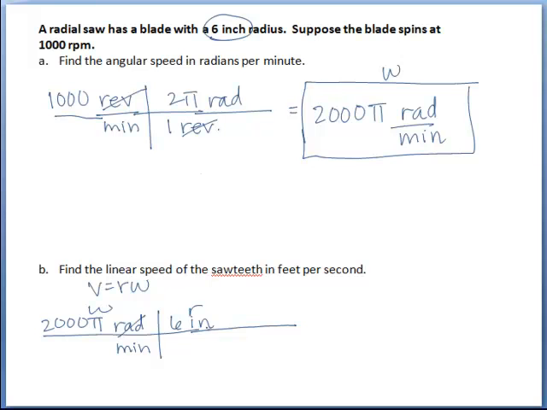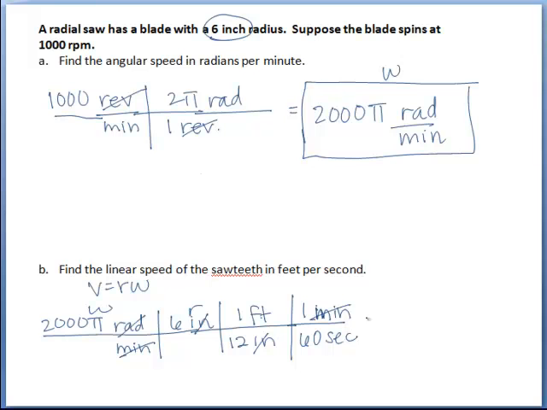Now radians cancels and we're left with inches per minute. But we need to convert inches per minute to feet per second. So we need to convert inches to feet. So we have 12 inches in 1 foot. Now inches cancels. So now we have feet per minute, but we need feet per second. So now we need to convert minutes to seconds. We know that in 1 minute, there are 60 seconds. And now minutes cancels and we're left with feet per second.